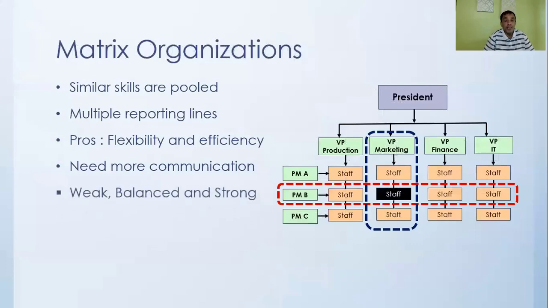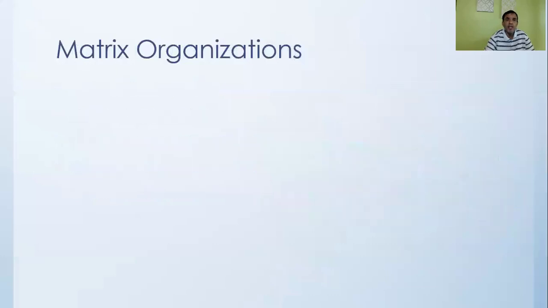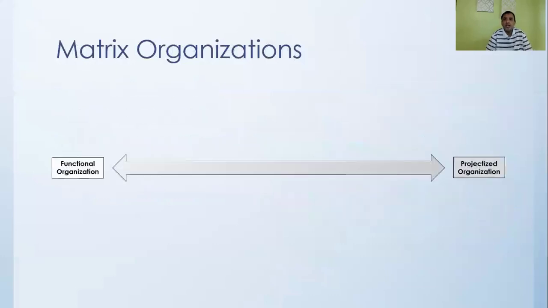Now, there are three types of this matrix organization. One is called the weak matrix, one is called the balanced matrix, and one is called the strong matrix. The matrix organization, as you've seen, we can see in terms of this particular spectrum.